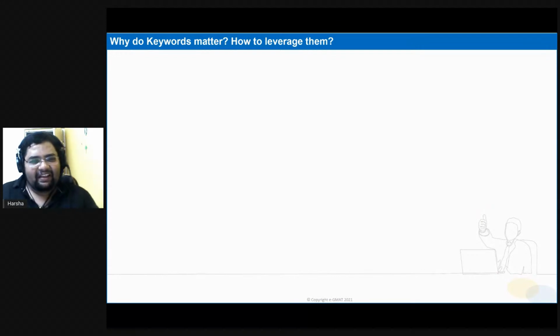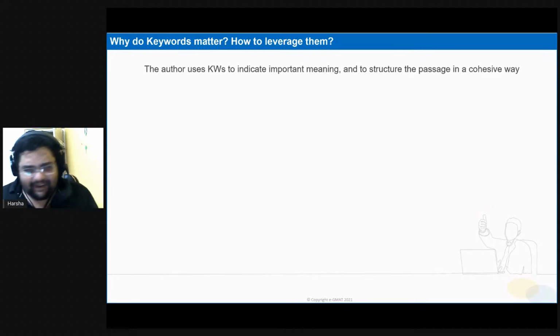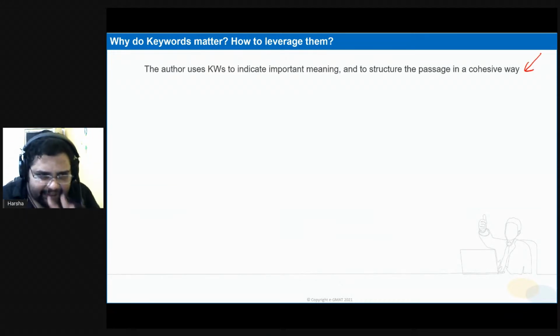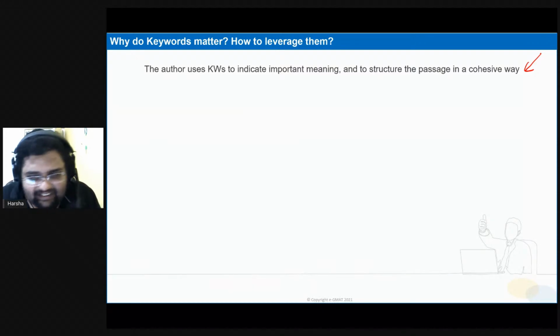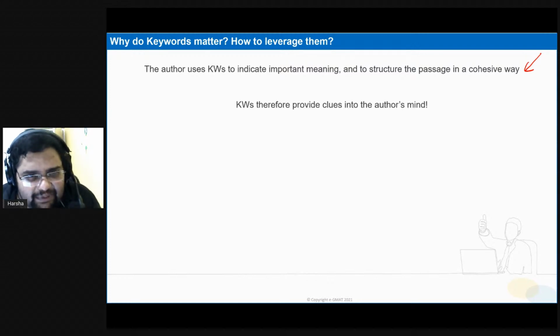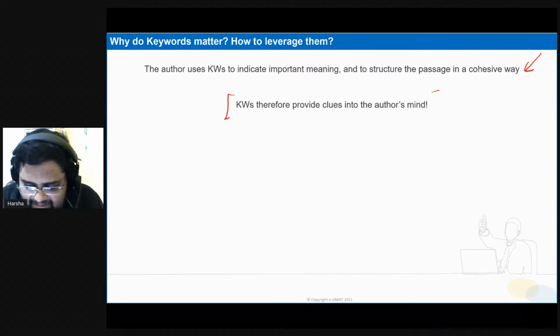So, I'm telling you so much about keywords. The question you should ask is, why does this really work? In simple terms, as we discussed, the author is using these keywords with a very specific intent. They're added there so that the entire passage has a logical, coherent structure. It is there for a reason. And when you try to understand those reasons, that's when you get understanding. The author used that keyword for a reason, to indicate something.